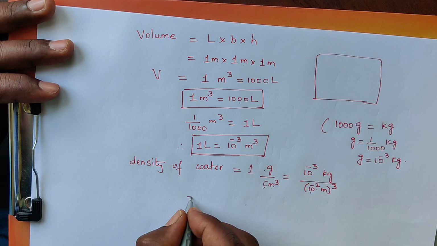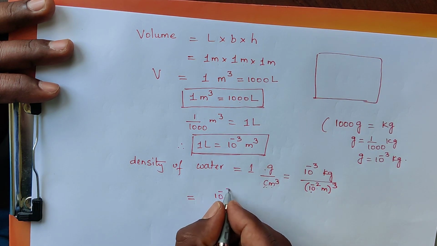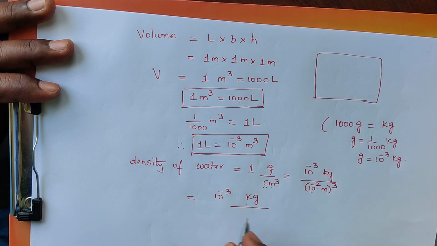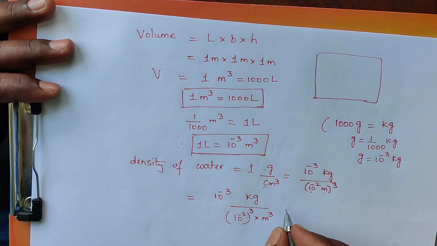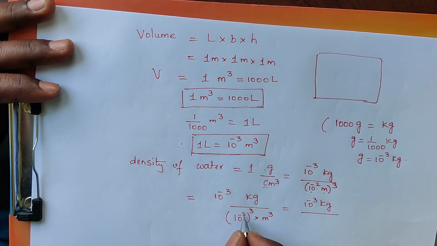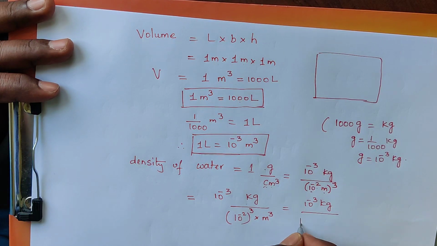So therefore 10 to the power of minus 3 kilograms divided by ఏమవుతుంది ఇక్కడ 10 to the power of minus 2 whole cube into meter to the power of 3. Okay, that is equal to 10 to the power of minus 3 kilograms divided by 10 to the power of minus 2 into 3 minus 6, 10 to the power of minus 6 meter cube.